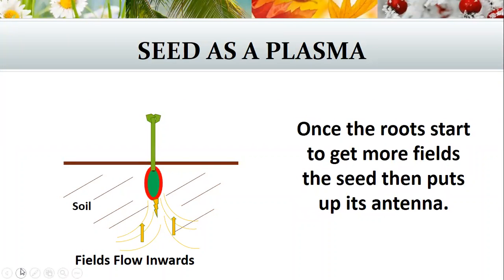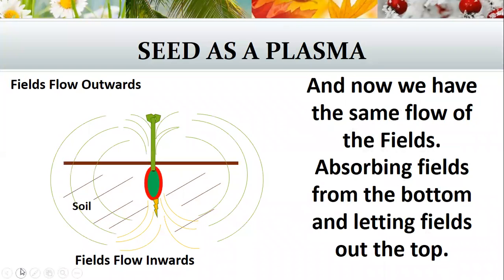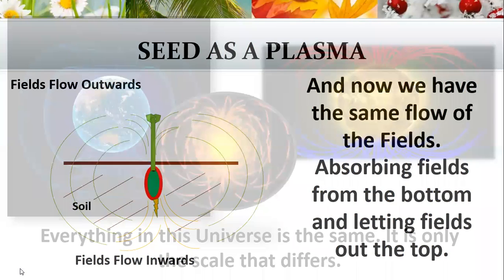And once the root starts to get more fields, the seed then puts up its antenna, as Mr. Keshe called it. From those fields that start feeding through into the seed, the fields start coming out of the plant, which we see as the little stem of the plant. Now we have the same flow of the fields. We have the fields absorbing from the bottom, coming in through the root structure, and then the fields coming out from the top structure and going round. So you can see that the seed structure is the same as the plasma, as the sun, the earth, the universe. Everything is exactly the same.